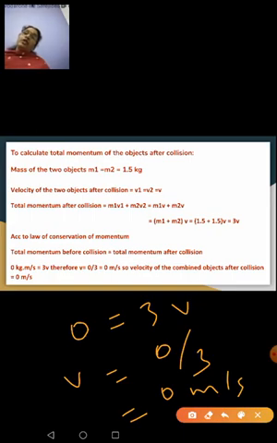Suppose they had asked you to calculate the momentum after collision: initial momentum is equal to final momentum. When you got that as 0, this is also going to be 0. Obviously, when one quantity is 0, the other quantity will also be 0. Here they are asking you to calculate the velocity. That is why we are using this: v is equal to 0 upon 3. Clear to you?